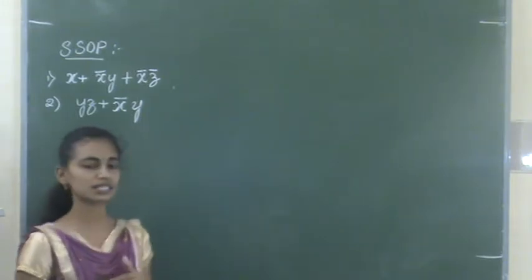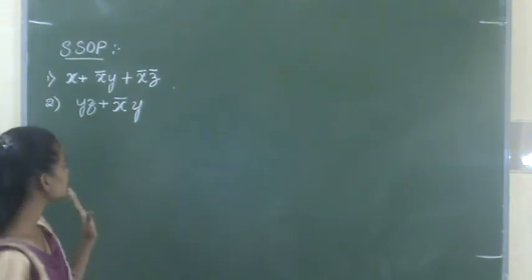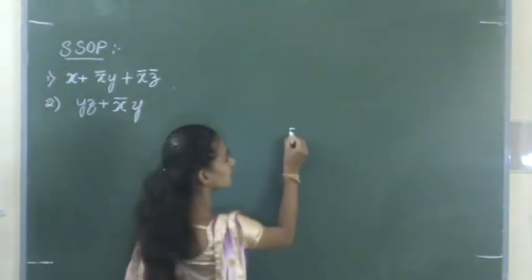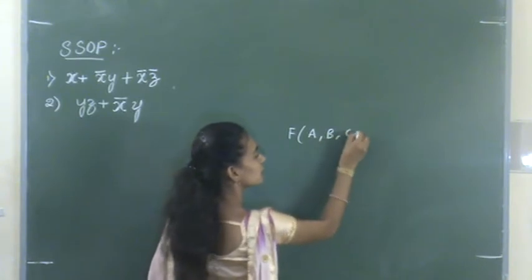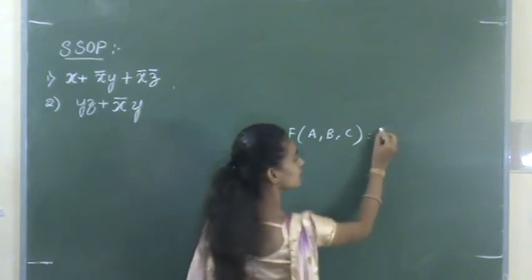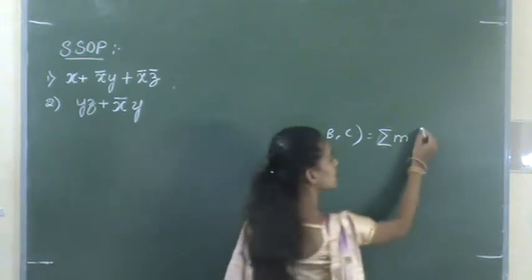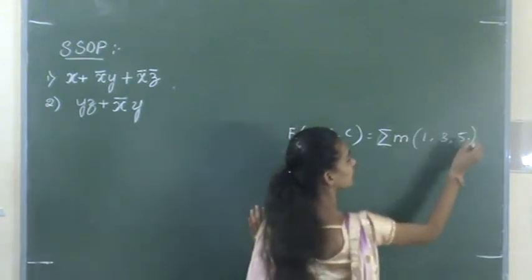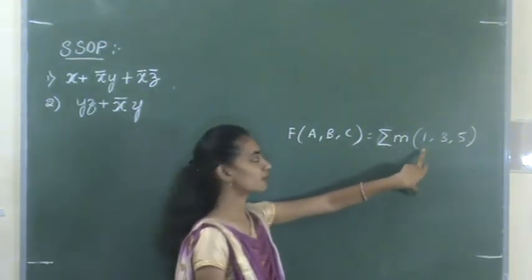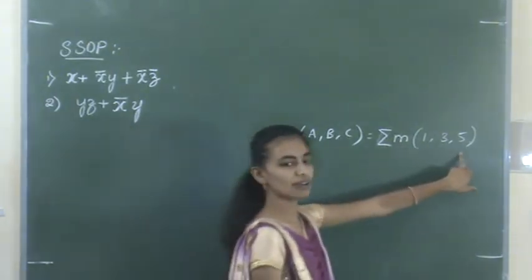So in this class we will study how to write the standard SOP expression. In the last class we studied how to write the SOP. For example, if they give f of a, b, c is equal to summation of small m, where m represents min term, they provide the values. With the help of the truth table, we write the expression for these values.